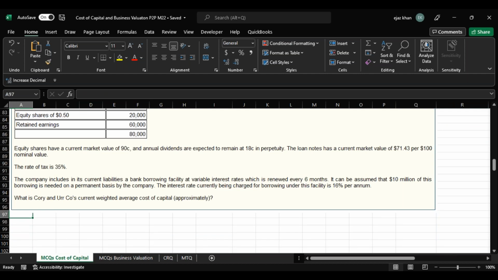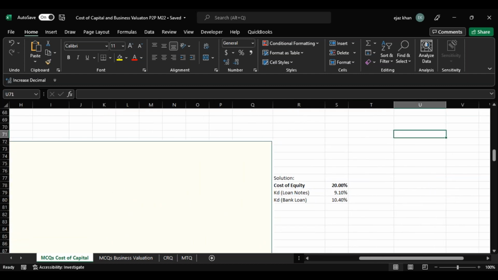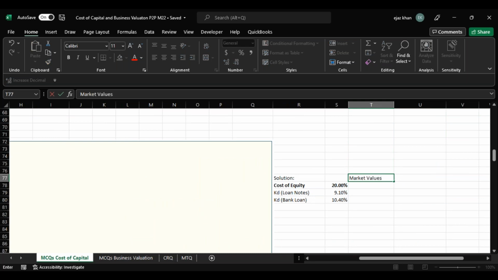So let us first see if there is anything mentioned regarding whether we should be using market values or book values. I guess nothing is mentioned about it. They've simply asked us to calculate the current weighted average cost of capital. So market values should be used. It's better to use market values. So let us calculate market values of these sources.